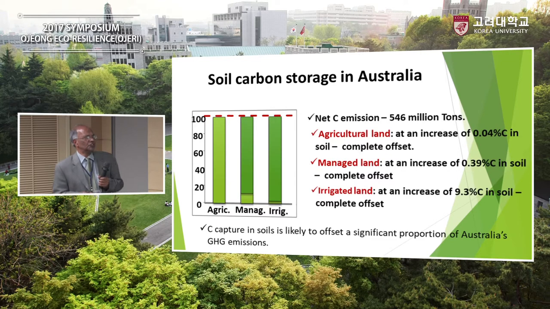In managed land, you have to increase by 0.39% to offset. It is possible. But let us go to irrigated land. Irrigated land is the most intensive cultivation. There you have to increase by 9%, which is impossible. So what I'm trying to say is carbon capture is likely to offset a significant proportion of carbon emission, but not all. You can use soil to store carbon and offset some of the greenhouse gas emission, but not all of it. So soil has the potential.